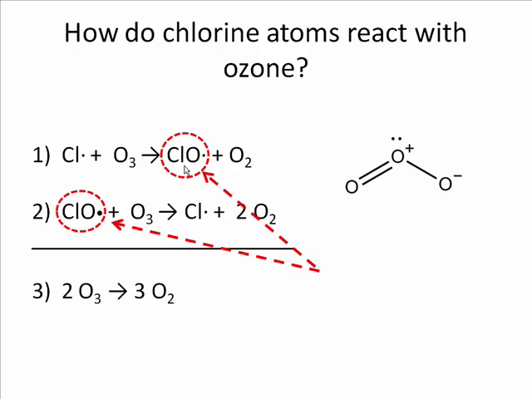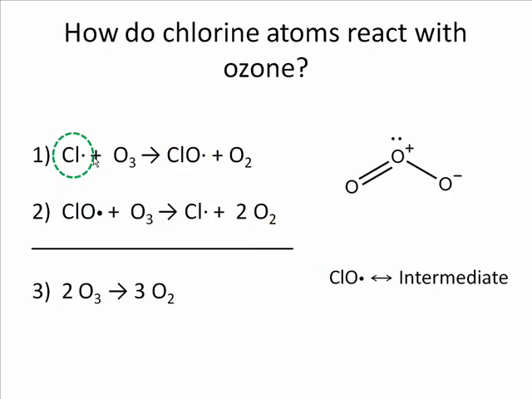So something that is generated in one elementary step and then used in a subsequent elementary step but does not appear in the overall reaction, we will call a reaction intermediate, produced in one reaction and then used in another reaction. Now let's contrast that with the chlorine atom radical.